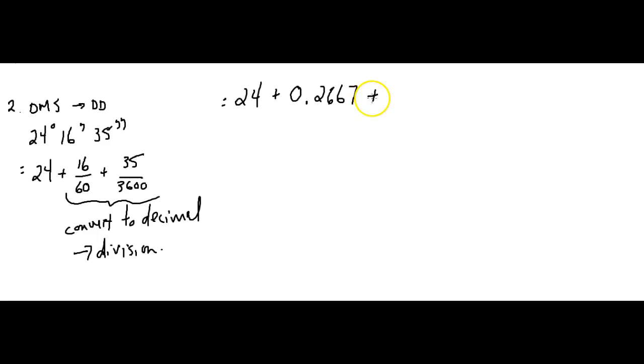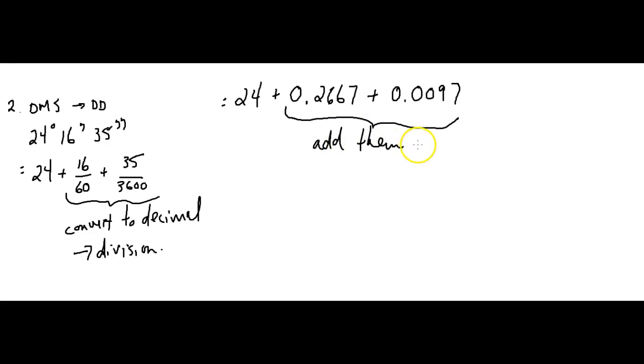Now, doing the division of 35 divided by 3600, that's a very small number, so 0.0097. Let's go that far. So these two decimal values are my fractions converted into decimals. We add them. They become the decimal portion of this degree. So this will be 24.2764 degrees.